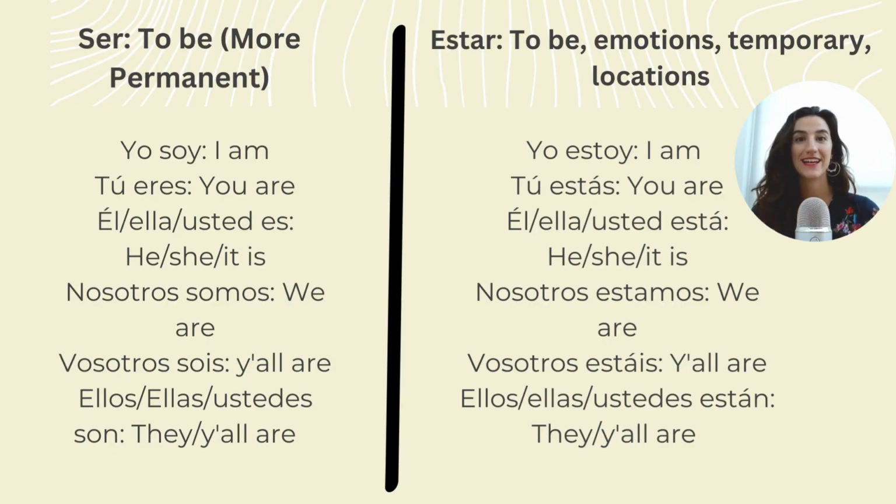So I'm going to say ser first, and I want you to say it out loud with me. And then I'm going to go on to estar, and I want you to say that out loud with me as well. Okay, let's get started. Yo soy. I am. Tú eres. You are. Él, ella, usted es. He, she, it is. Nosotros somos, we are. Vosotros sois, y'all are. And ellos, ellas, ustedes son, they or y'all are.